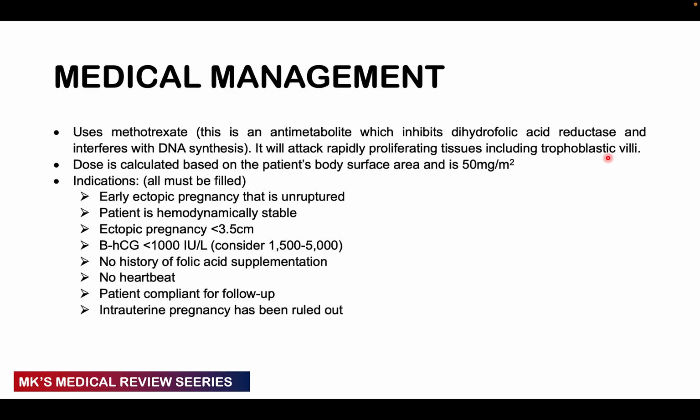So the dose is going to be calculated based on the patient's body surface area and is about 50 milligrams per square meter. So the indications of this medical use, they must fill all these criteria. Number one, it must be an early ectopic pregnancy that hasn't ruptured. Number two, the patient must be hemodynamically stable. Number three, the ectopic pregnancy must be less than 3.5 centimeters. Number four, the beta HCG must be less than 1,000 international units per liter. Sometimes we may consider between 1,500 to 5,000.